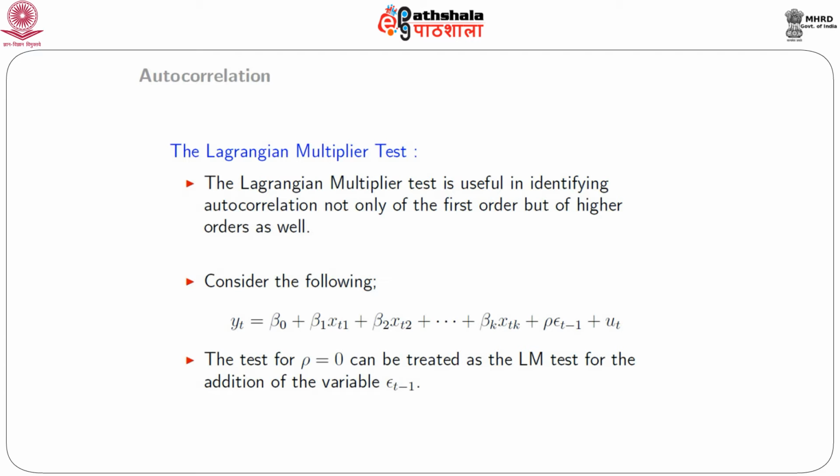Now, let us consider the following multiple regression model, where we have response variable y t equals beta naught plus beta 1 x t1 plus beta 2 x t2 plus ... plus beta k x tk plus rho times epsilon t minus 1 plus u t. As you will notice, we have here replaced epsilon t by rho times epsilon t minus 1 plus u t, because we are assuming first order autocorrelation between epsilon t and epsilon t minus 1. The test for the autocorrelation coefficient rho equals 0 can be treated as the LM test for the addition of the variable epsilon t minus 1 to the model.